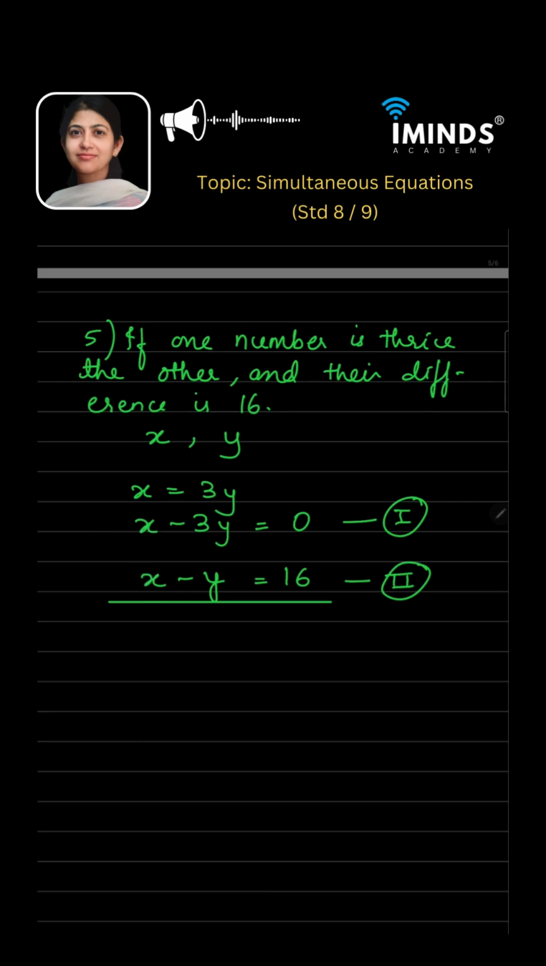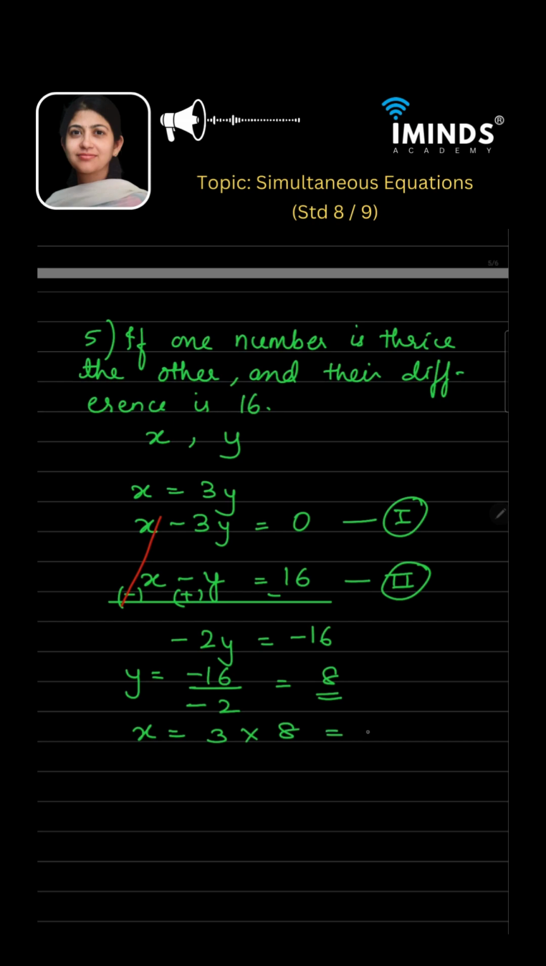Now when they are same, what do? Yes, we subtract. So now we will subtract the equations. So this minus minus will become plus, this will become minus. So what will happen, x minus x cancel हो जाएगा, और यहाँ पर minus 3y plus y will become minus 2y, and this will become minus 16. So my y is equal to minus 16 upon minus 2, that is 8. And what is my x? My x is thrice y, so it becomes 24. Okay, so the two numbers are 24 and 8.